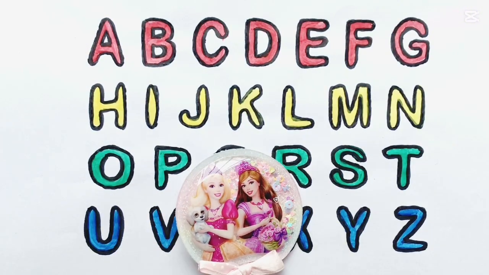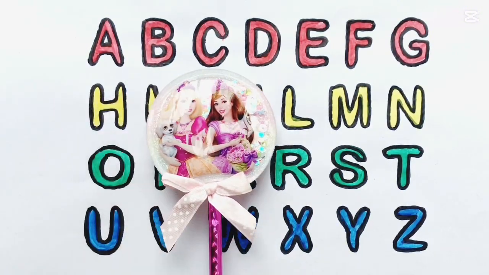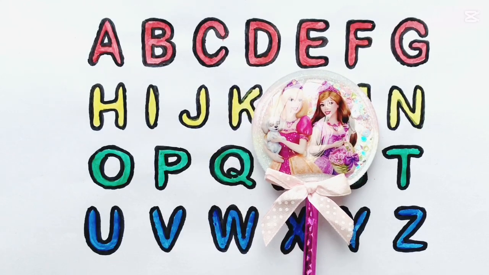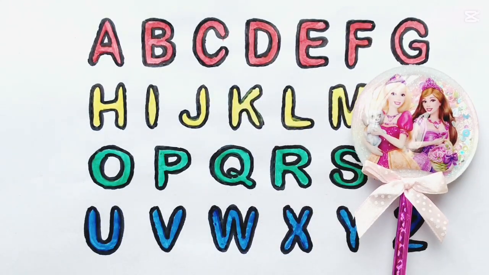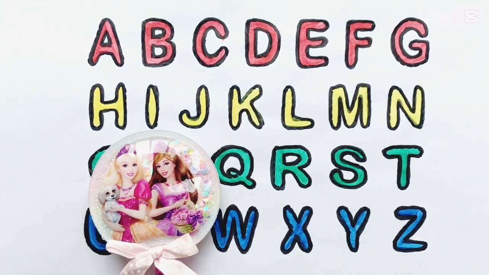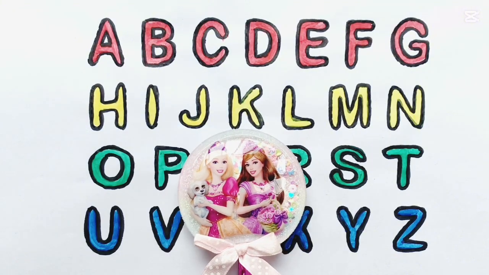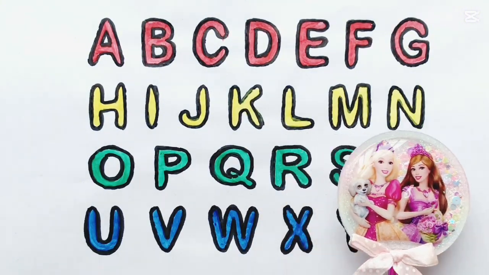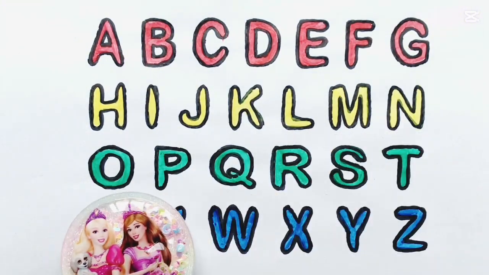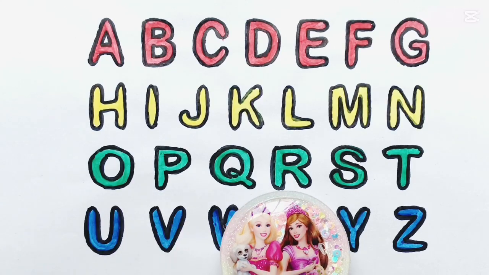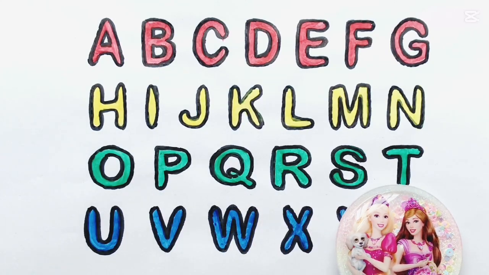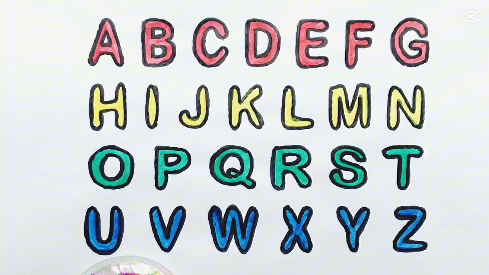Let's repeat and learn. Capital letter A, B, C, D, E, F, G, H, I, J, K, L, M, N, O, P, Q, R, S, T, U, V, W, X, Y and Z.